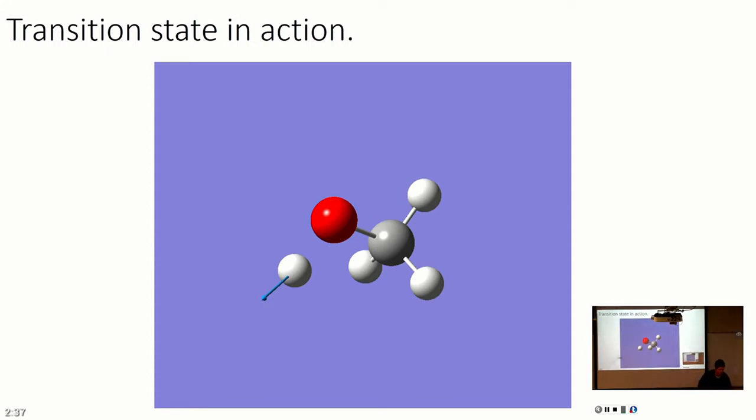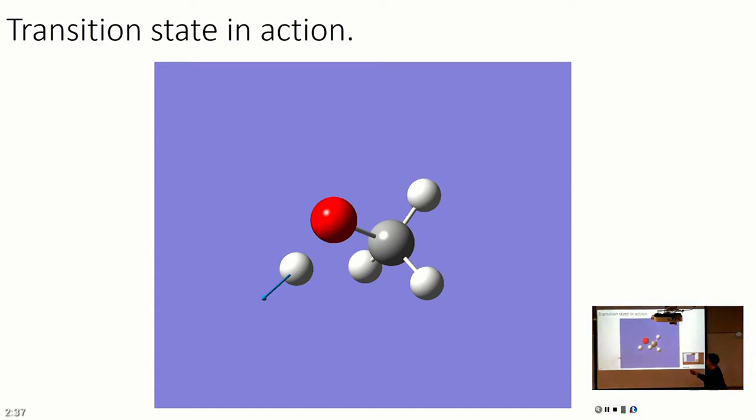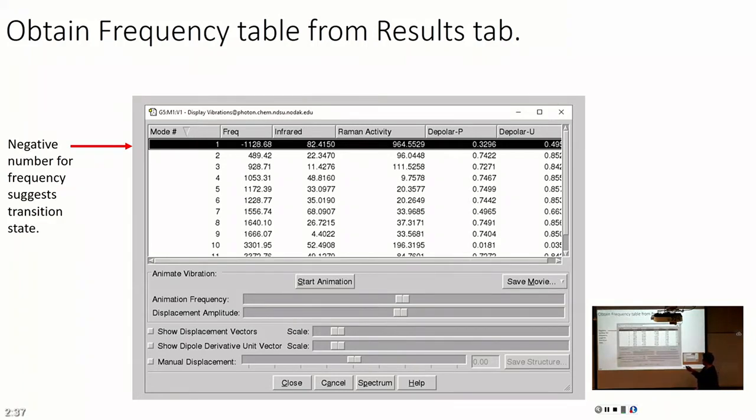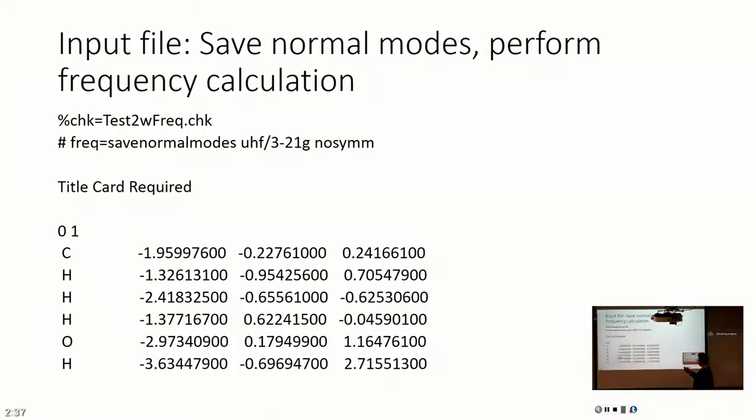Now, there is one last thing I need to tell you. When you are in this position where you have more than one negative frequency, all you have to do is go back here and put a TS in there, a transition state. That would find your true transition state. There may be another keyword in there, but that's how you would do it in that case.